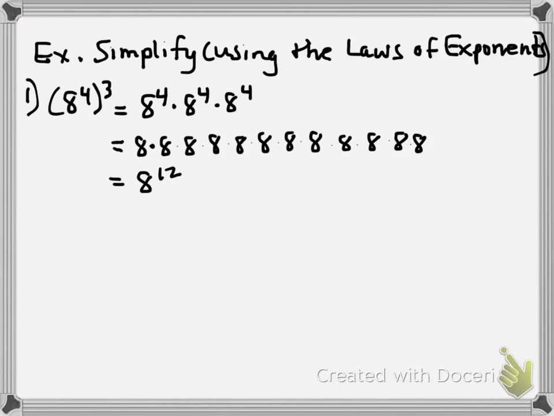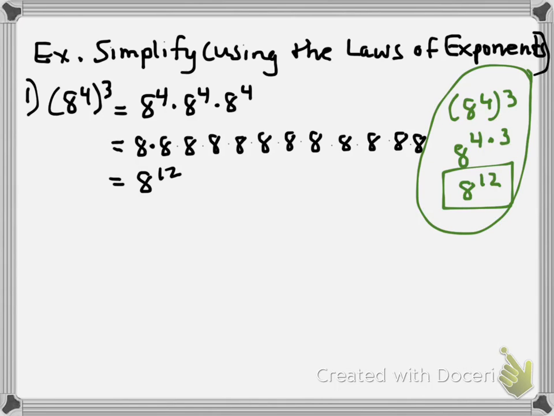What I really want to do is to use my rule. If I have 8 to the 4th power raised to the 3rd power, I'm going to write the base once. I'm going to multiply the exponents, and I get 8 to the 12th power. That's a lot simpler, right? Okay. So that's what I want to do, is use this as my problem-solving strategy using my rules. All right, let's do one with some variables.